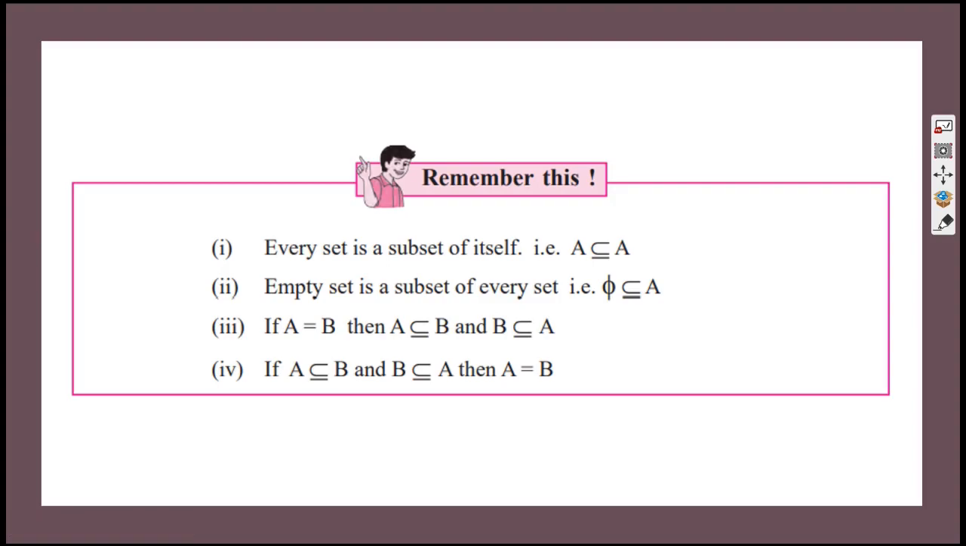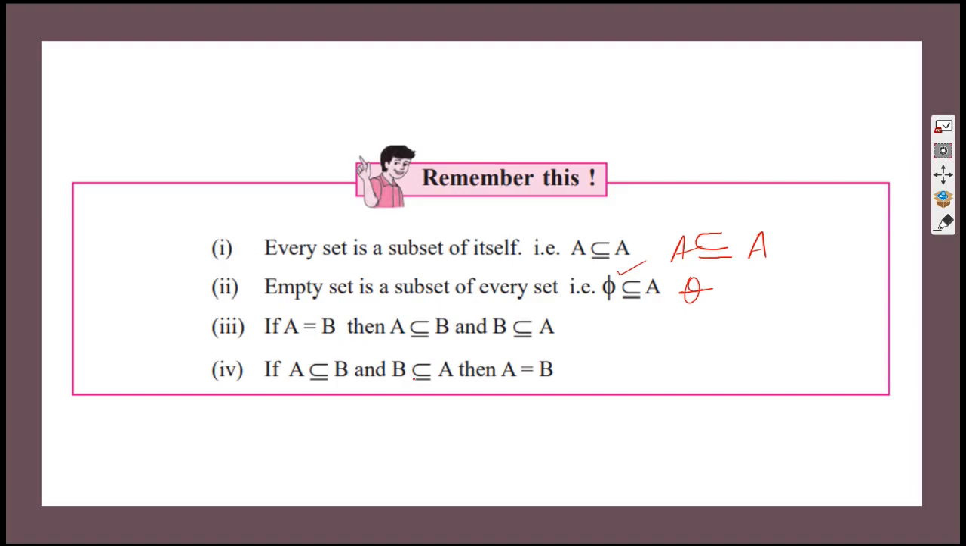Please remember that every set is a subset of itself, and subset is denoted by a symbol like this. A is a subset of A means every set is a subset of itself, and every set can have an empty set as a subset, shown here. And if set A is equal to B, A can be a subset of B, and B can be a subset of A, when both are equal.